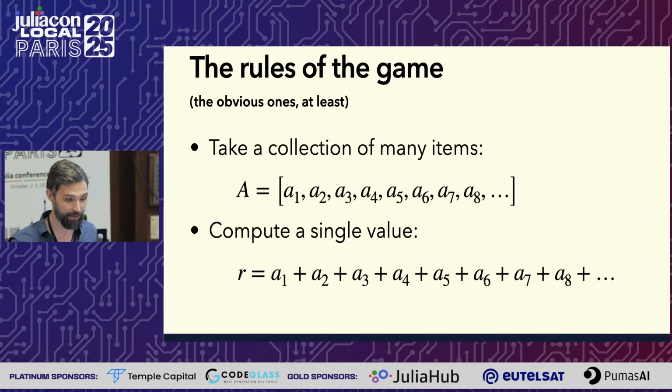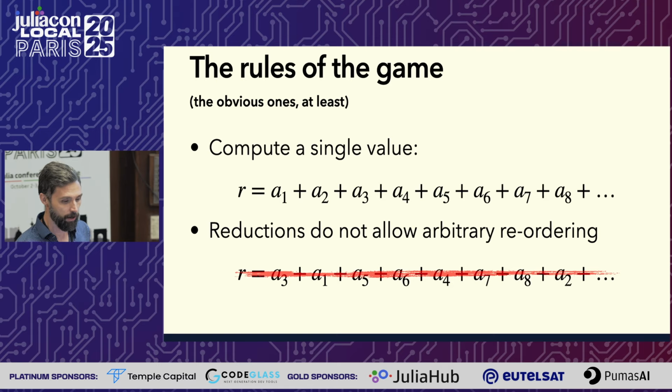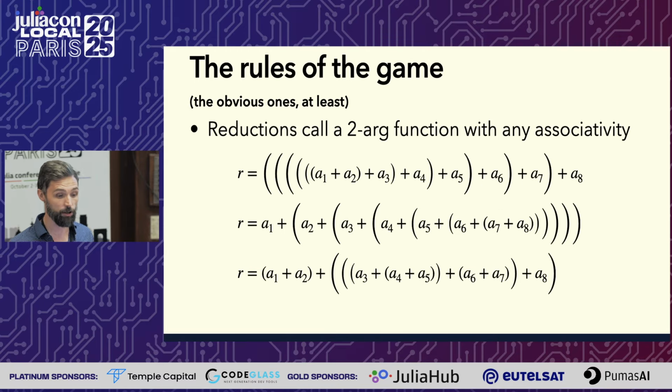So all we want to do is take a collection of many items and get a single value out of it by doing a lot of pluses, right? Very, very straightforward. Seems like it should be straightforward anyways, but we need to keep the ordering the same. You can't arbitrarily reorder, so I can't put the third element before the first element. That's pretty standard. We can't assume that our operations are commutative here. But we do say that a reduction can do an arbitrary associativity.